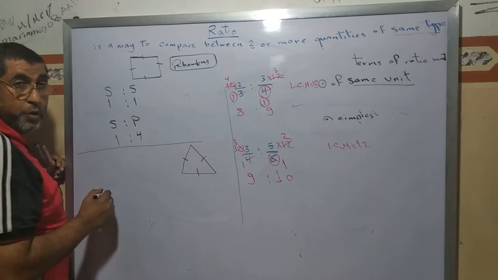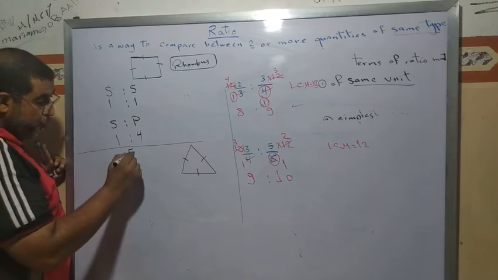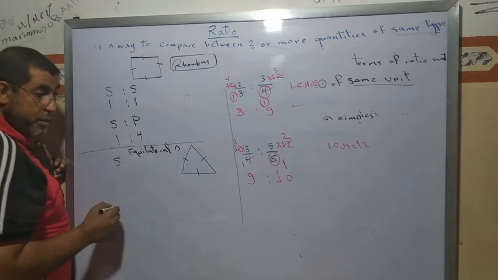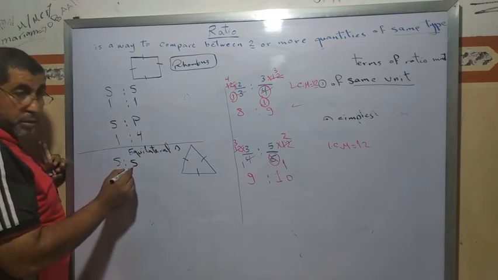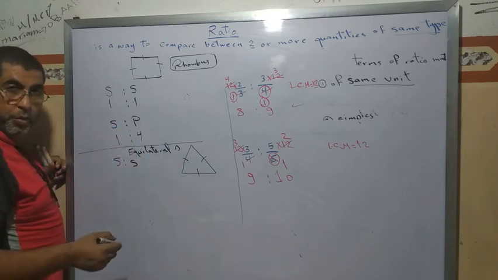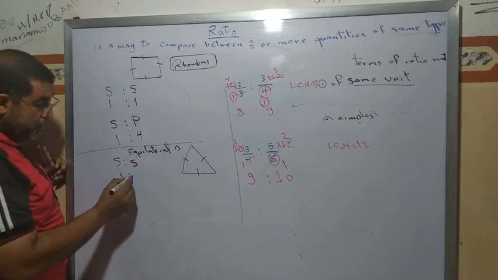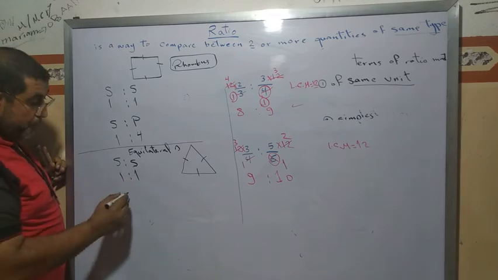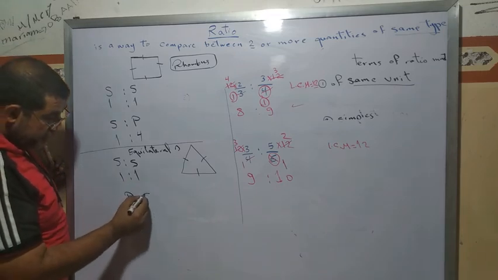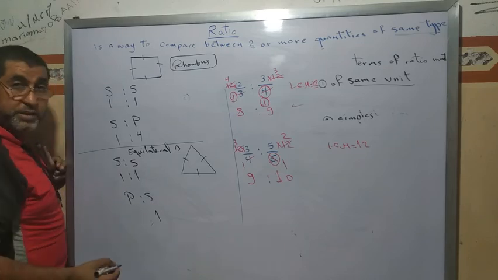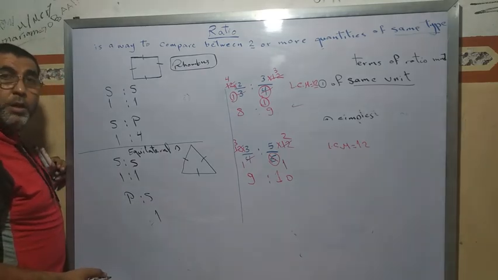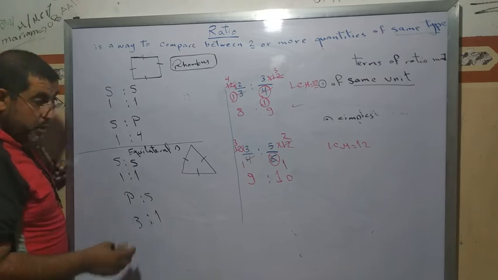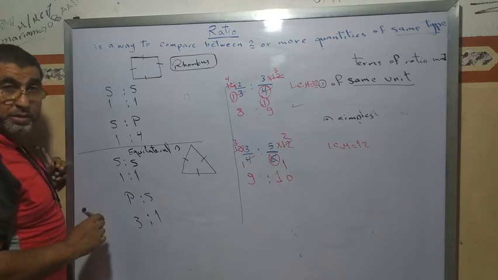All of its sides are equal. So the ratio between sides of an equilateral triangle, side to side, is 1 to 1. If this side is 1, then the other side is 1, so 1 to 1. Perimeter to side: if its side equals 1, then the perimeter is 3 times the side. Then the perimeter is 3.